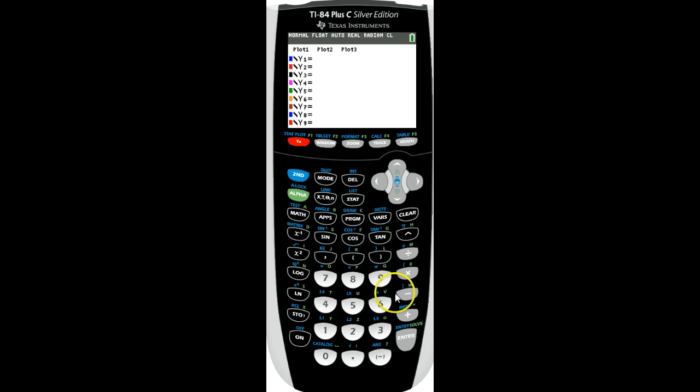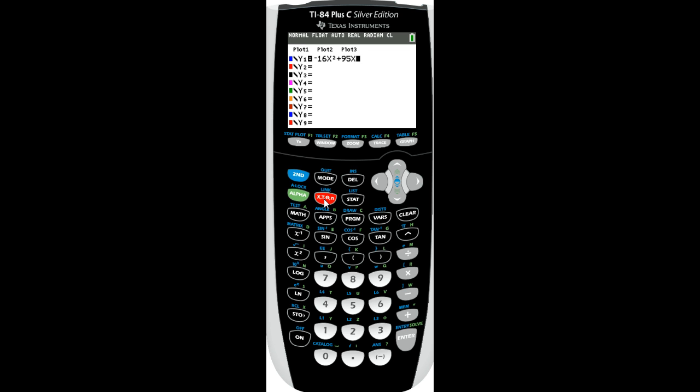We have negative 16. Make sure you use the negative key. And then 16. Now our function is in terms of t. Please remember that we are going to be using our variable key, and you can find that with X, T, theta, n. We use that whenever we're going to enter a variable, and it will be entered as an x, but it's the same representation as our t. And then finish it out, x squared plus your 95t, which we're going to go ahead and use our variable again.